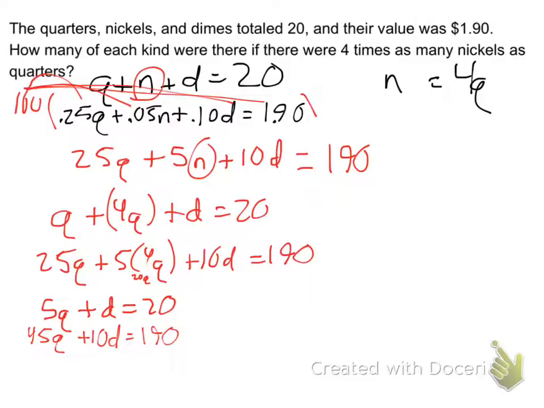We're down to 2 equations and 2 unknowns. You guys should be able to handle that for sure. You've done that the last 3 years. They're both right here, the 5Q plus D equals 20 and 45Q plus 10D equals 190. I need to get rid of one of those variables. What's the easiest one to get rid of?